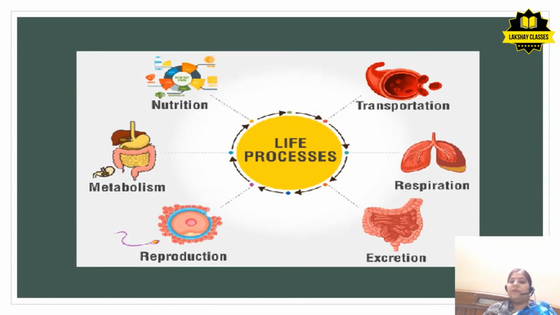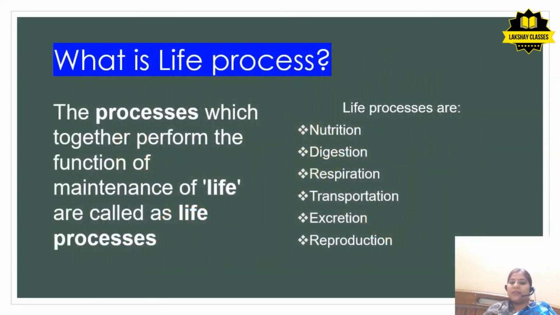So one by one, we will understand all these life processes. So what is a life process? The first question is how we will define a life process. A life process is a process which together performs the function of maintenance of life. And the different life processes which help in maintaining our life are nutrition, digestion, respiration, transportation, excretion and reproduction.